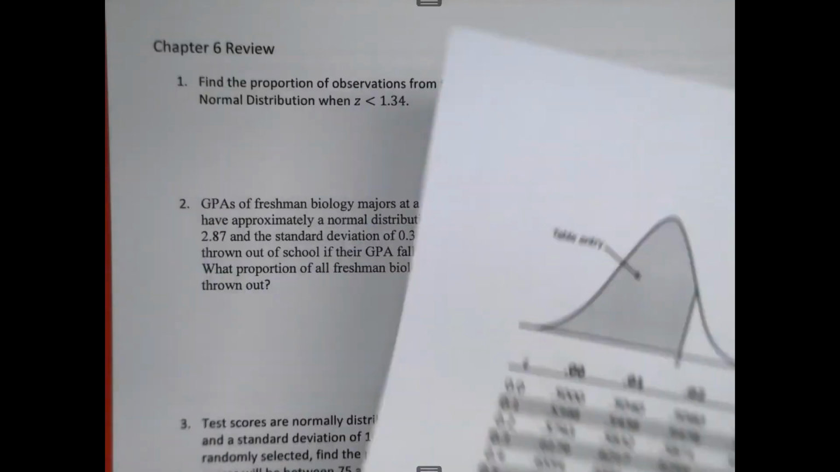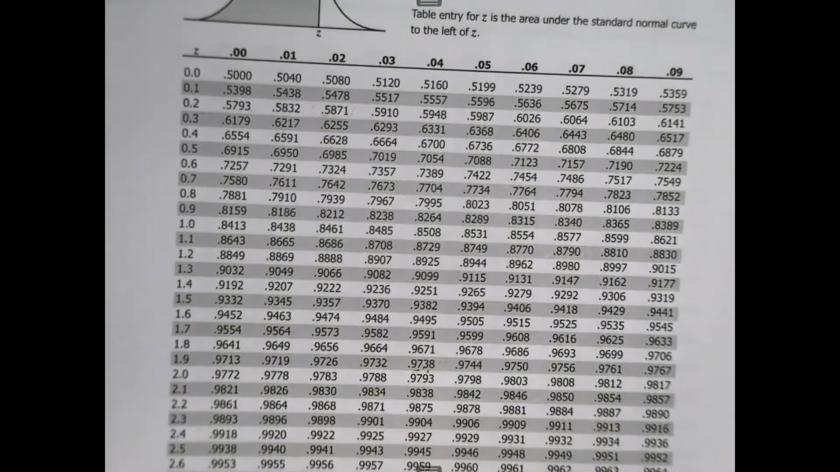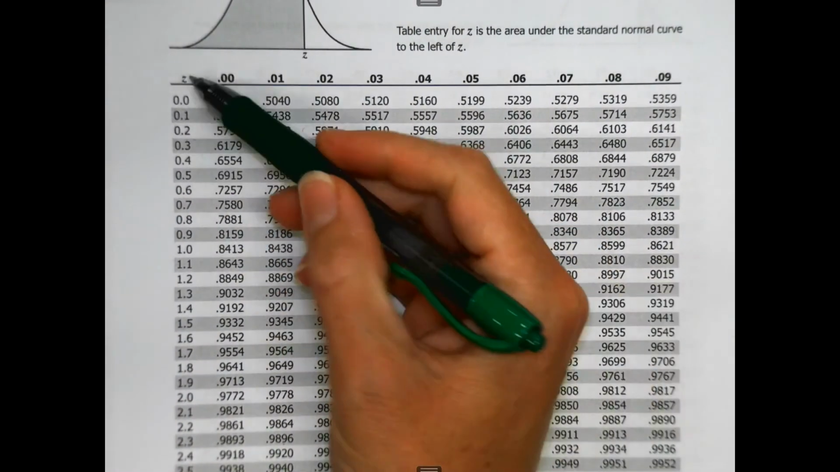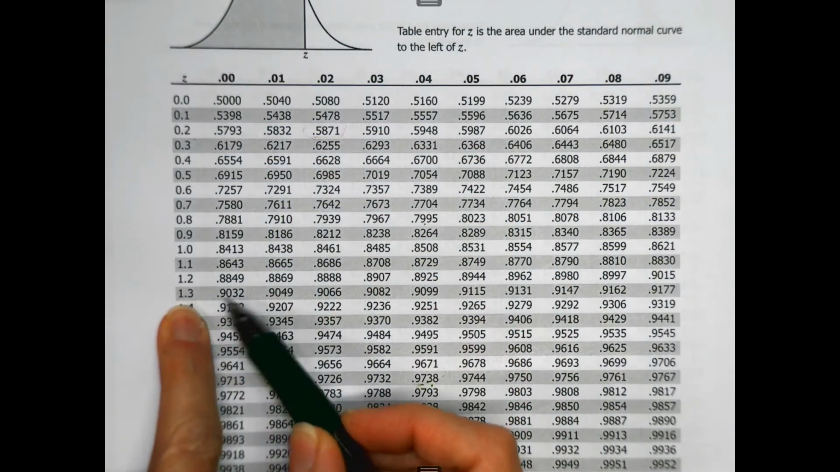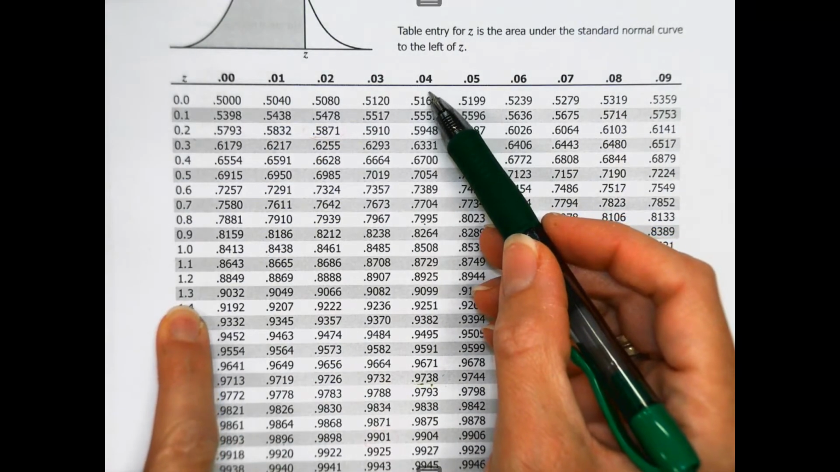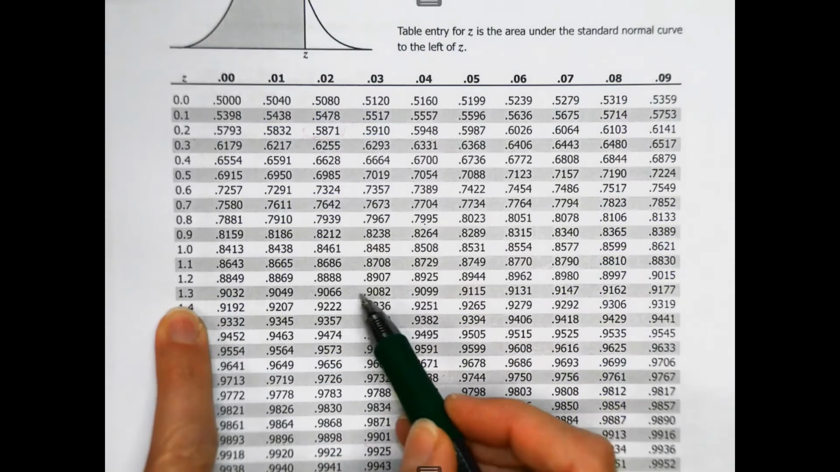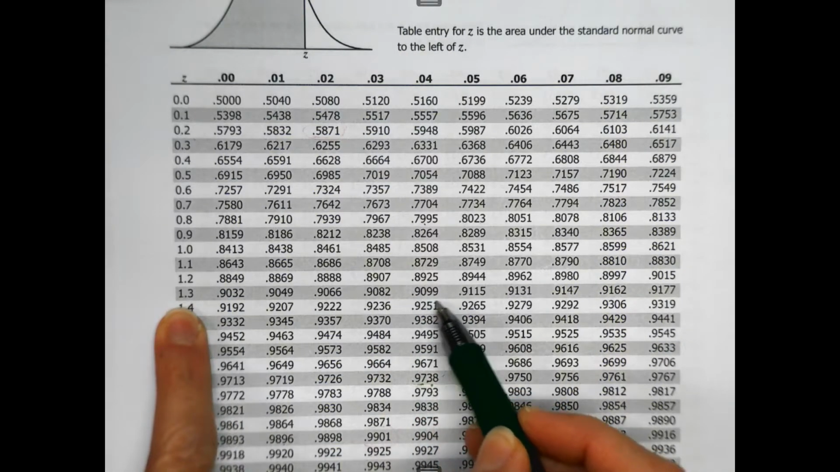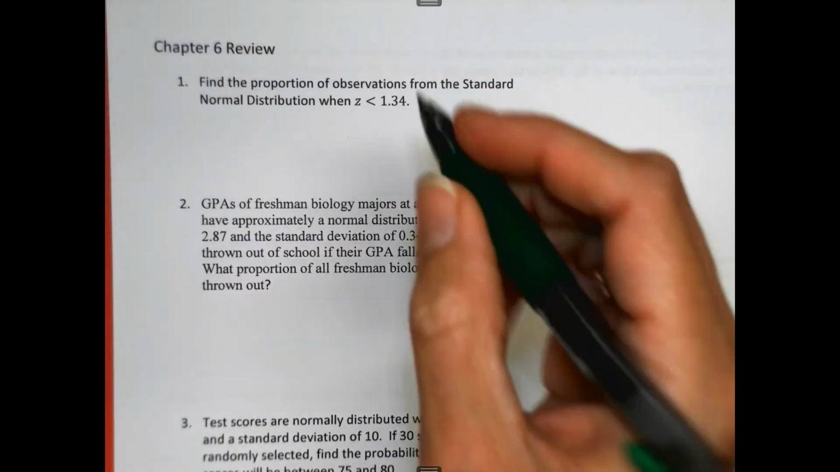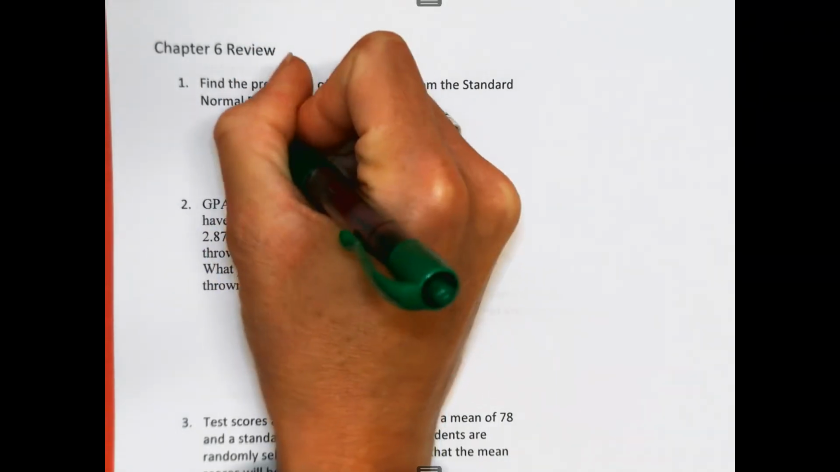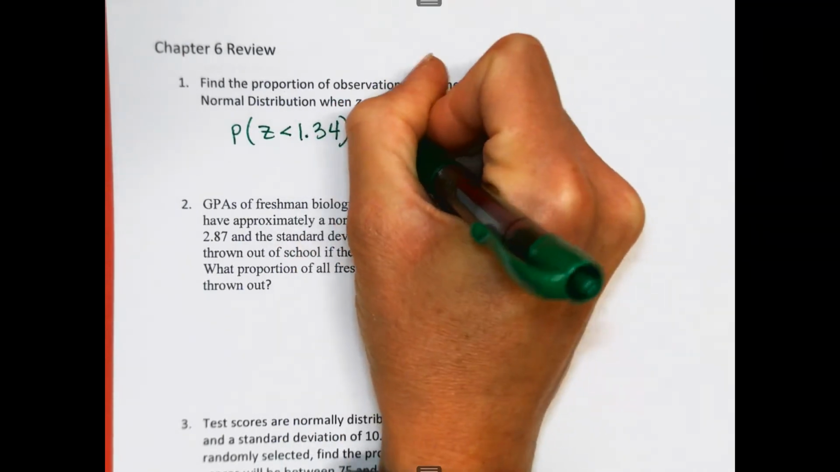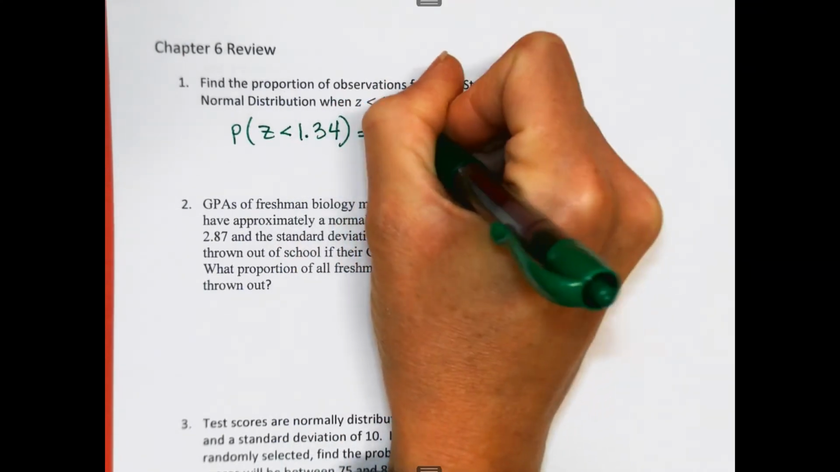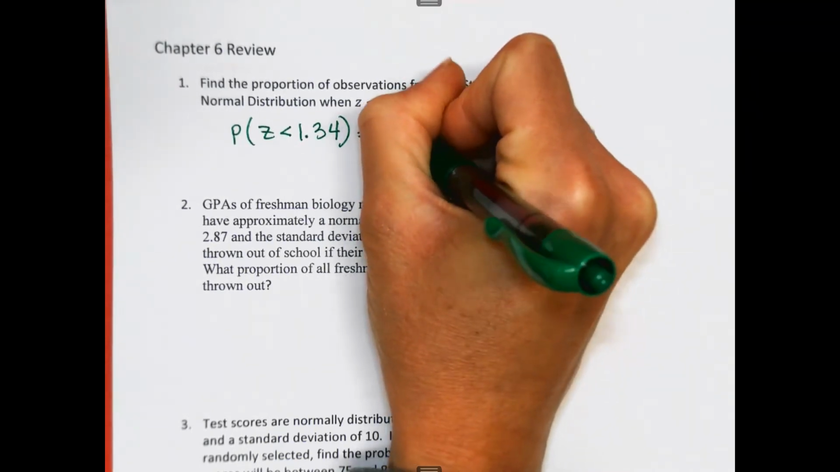And if we go to 1.34, so down the left-hand side of our standard normal probability table, we go to 1.3, and then we have to go across to the column that is 0.04. 1.34 has a probability of 0.9099. So we'll say that the proportion when z is less than 1.34 is 0.9099.